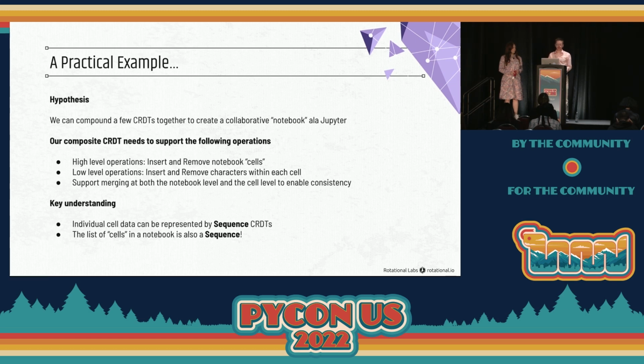And if you think about some of the requirements for this, we would need to have some high-level operations. So we're inserting and removing specific notebook cells. If you imagine your Databricks notebook, and within a single cell, you're editing the text in the cell, so you're inserting and removing characters. So if we support merging at both of those levels, we can enable consistency for the entire notebook. One of the key understandings is that those two cases are similar. They're both ordered sets. They're both lists of things. And so the cell data is just a sequence, and the list of cells in the notebook is also a sequence.